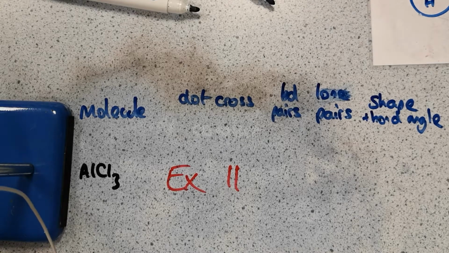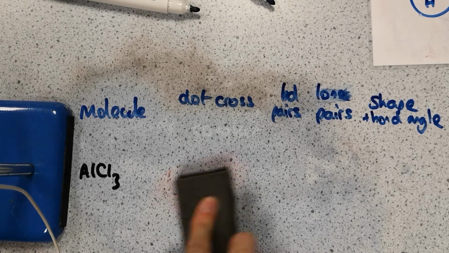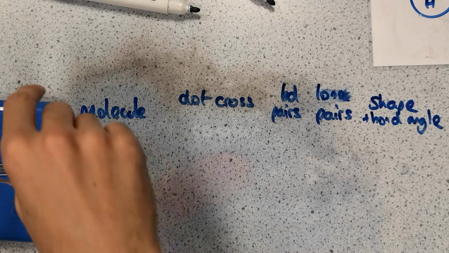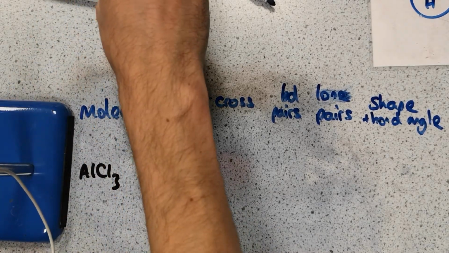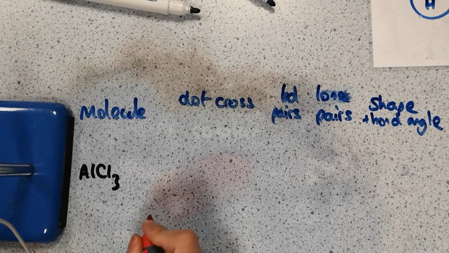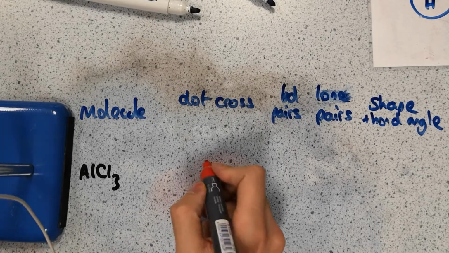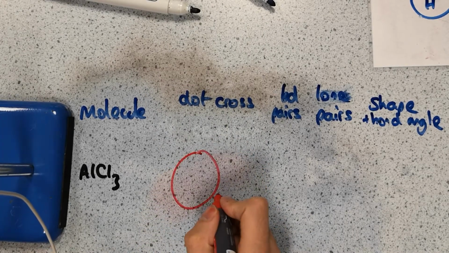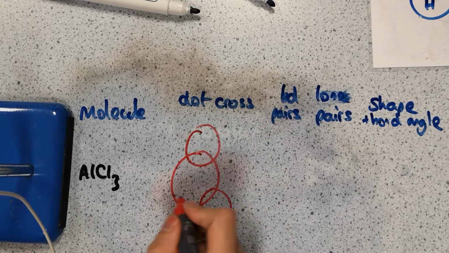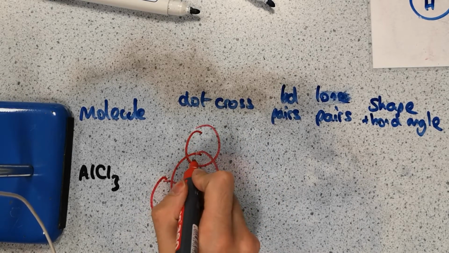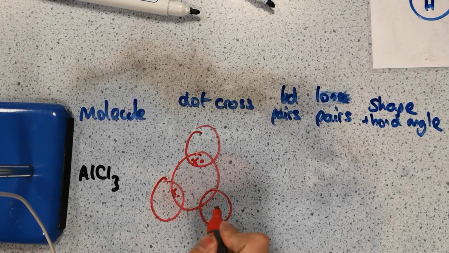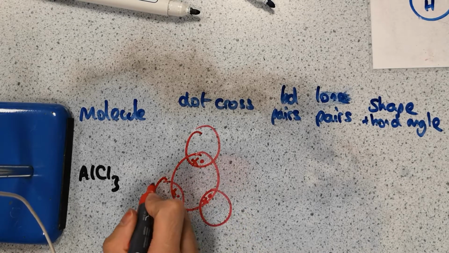Okay, this is going to be exercise 11 from the practice paper. And in this, we're going to look at shapes of molecules. So the first one we get is AlCl3. So an interesting molecule, really generally ionically bonds, but we can force it to covalently bond. And that aluminium, only 3 electrons in its outer shell, so it doesn't really follow the octet rule.